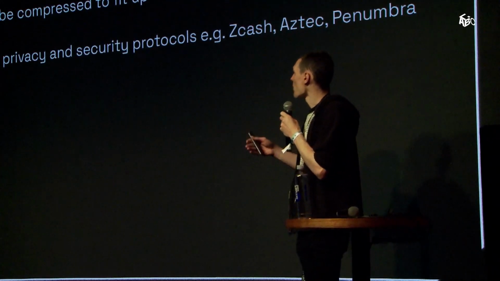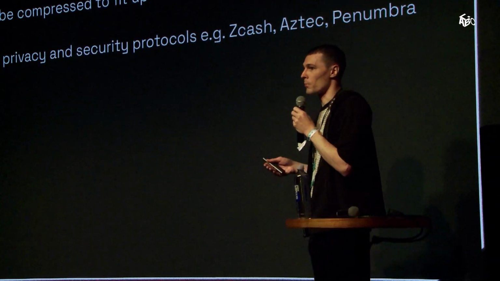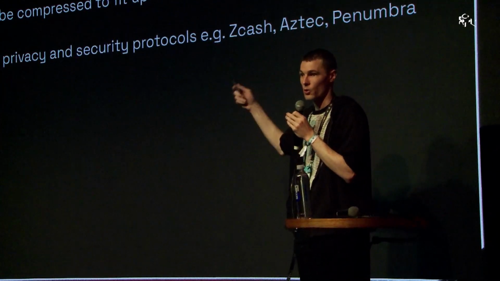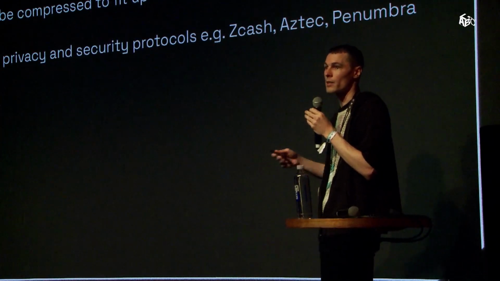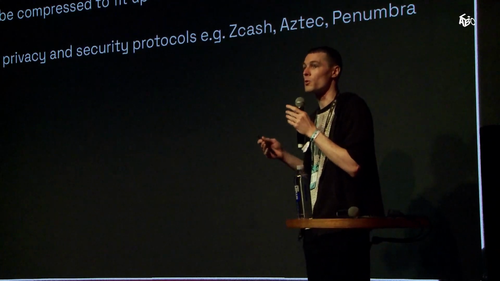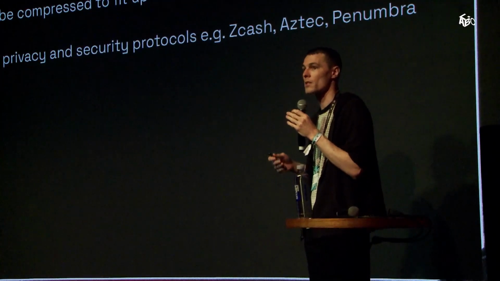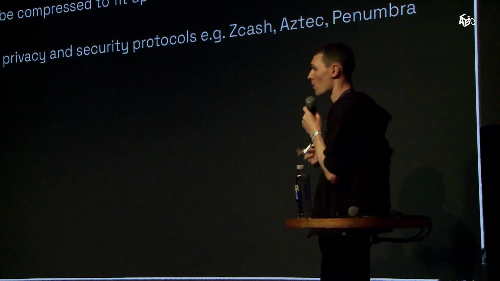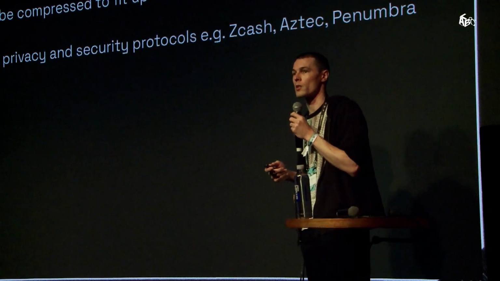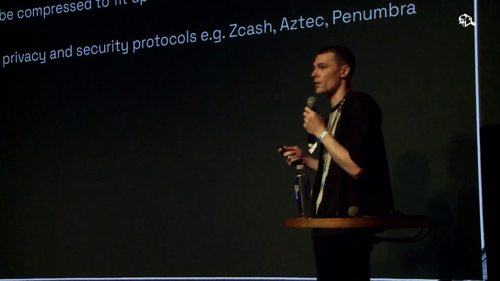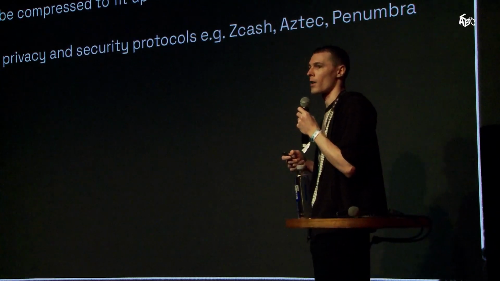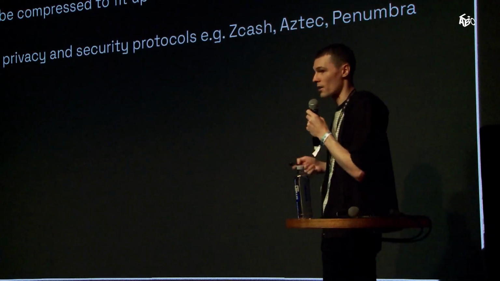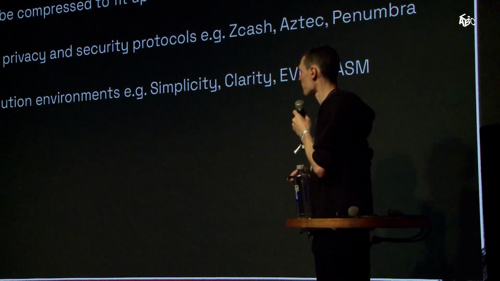New data privacy and security protocols can be implemented. For example, Zcash and Aztec, which I showed screenshots of earlier, could be implemented as rollups on top of Bitcoin, so you can get that strong level of privacy and data security guarantees for your Bitcoin transactions. Penumbra is another interesting model which uses end-to-end encryption to prevent miner extractable value for their decentralized exchange application.